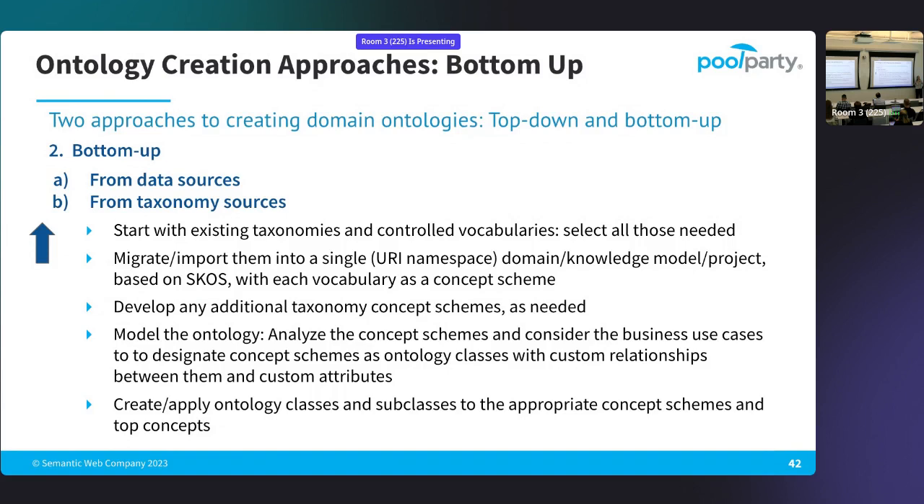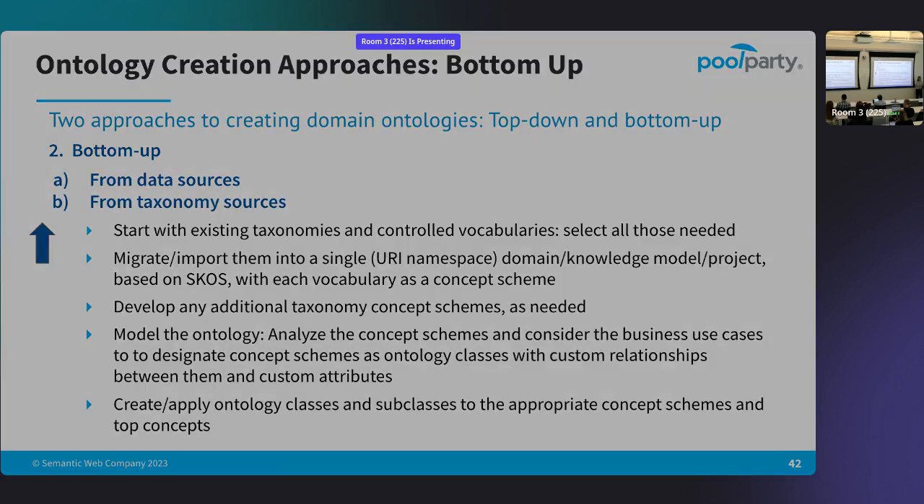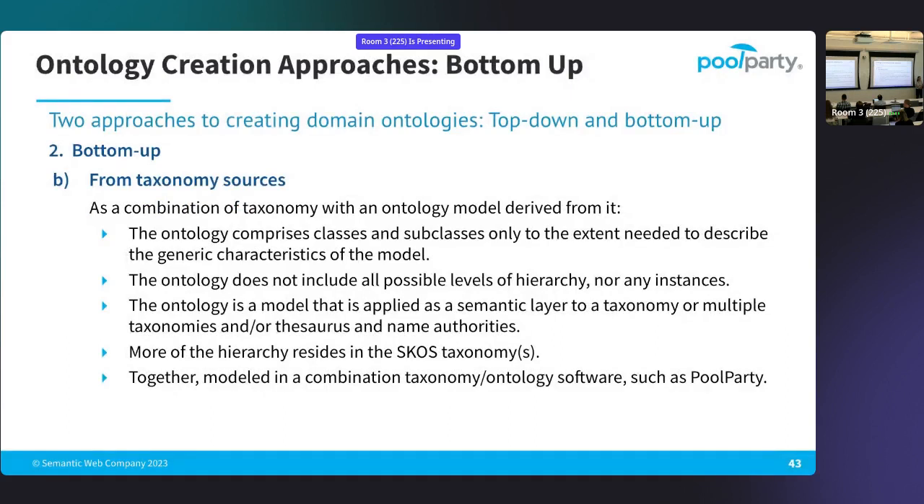How do these different concept schemes relate? Often concept schemes would be your classes. Now you might get a little bit deeper into subclasses, and it doesn't have to be one-to-one, but that is a good place to start. And then you can apply the ontology classes to the appropriate concept schemes or maybe top concepts. So something exists as a top concept or concept scheme, and it also exists as a class. So yeah, the bottom up from taxonomy sources.